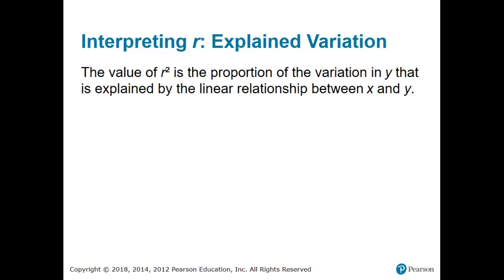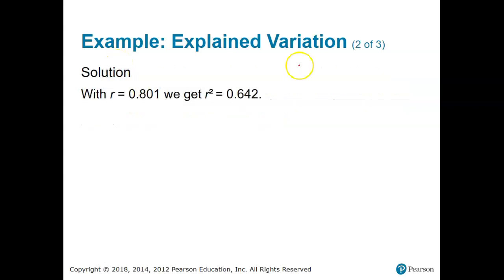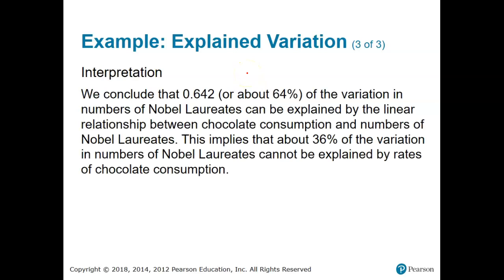Okay, so one other thing, R squared is actually important too, and that is going to be the proportion of the variation in Y that's explained by the linear relationship between X and Y. So if we square our R, that tells us what proportion of Y is explained by X. Like in the example there, if we have an R that's 0.801, then if we square that, we get 0.642. And so what we can conclude is that about 64% of the variation can be explained by the relationship that we have here. So that leaves about 36% that is not going to be explained by that.